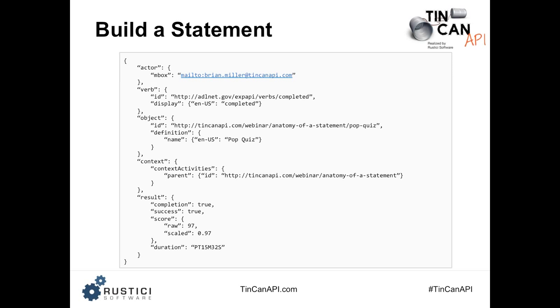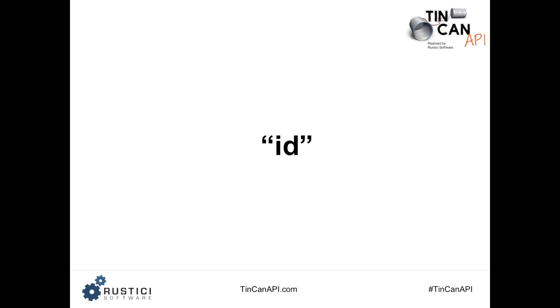So building a statement, if I were to give a pop quiz at the end of this slide deck, for instance, then my object might be anatomy of a statement pop quiz with parent as the slide deck itself, and then someone who completed that quiz would have a result. And in this case, it looks like they got a 97, and because it's scaled, we're indicating that that's 97 out of 100%. And this shows a duration of 15 minutes and 32 seconds.